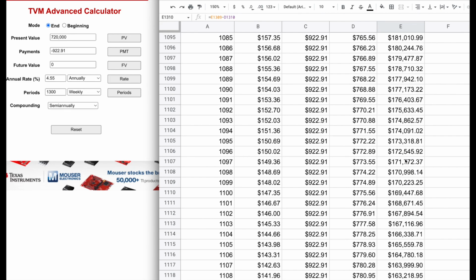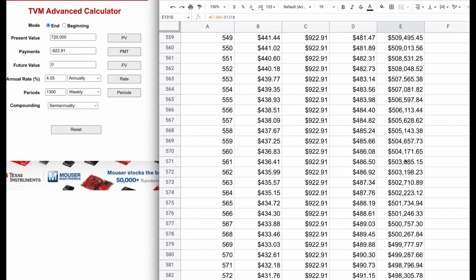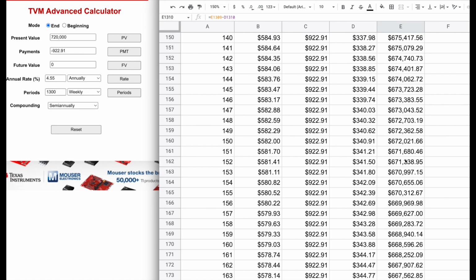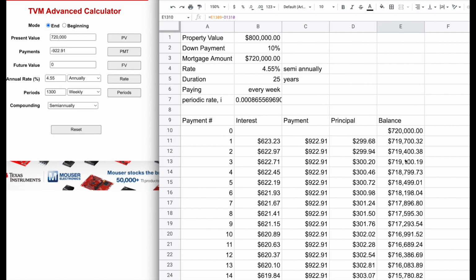So there is the full amortization for a mortgage. So you can use this as a kind of template to work from in your assignment.